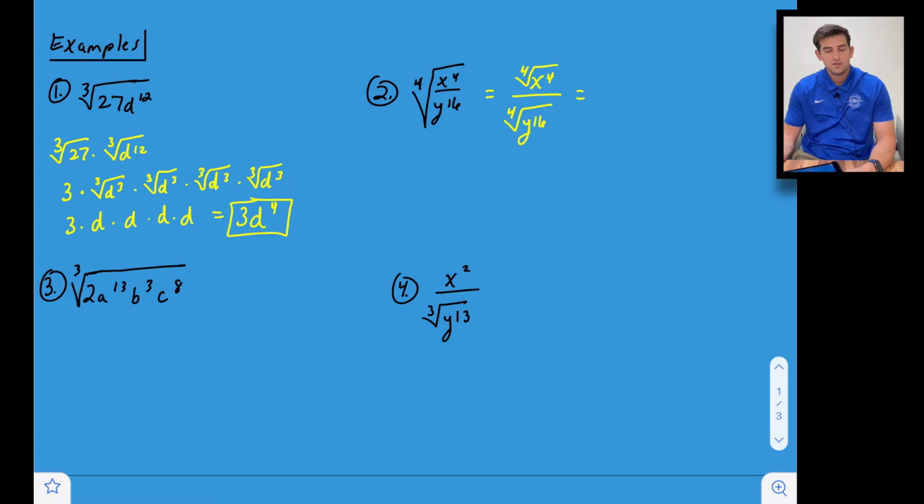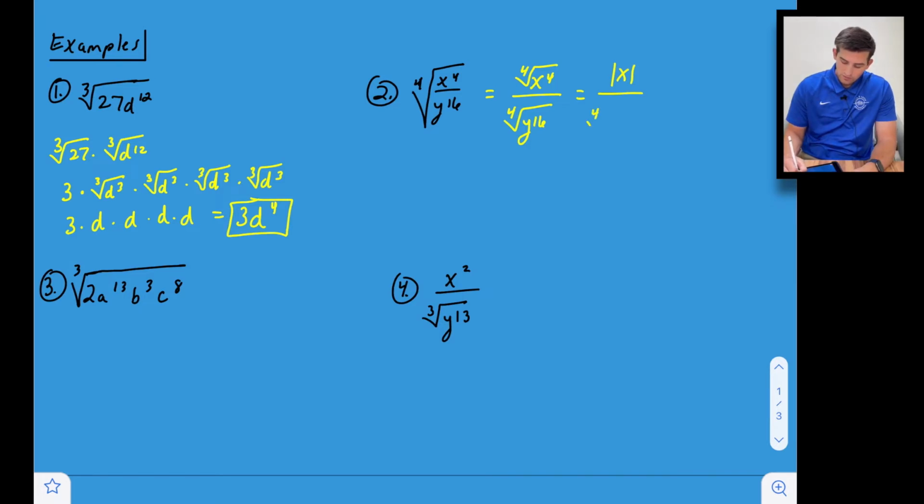Now, in the numerator, we get the 4th root of x to the 4th. Well, this looks exactly like that table that we looked at a minute ago. So we know this needs to actually be the absolute value of x for our numerator, okay? Now, for the denominator, we're kind of going to do the same thing we just did on example 1, but now I have the 4th root, and so I want to separate y to the 16th into multiples of 4, which is once again going to give me 4 of those.